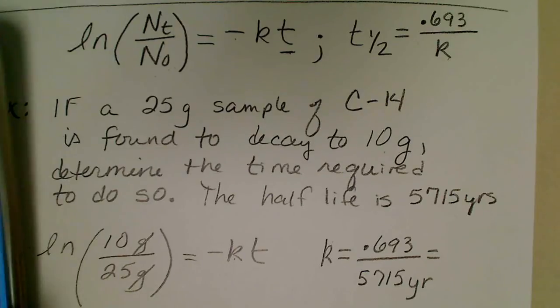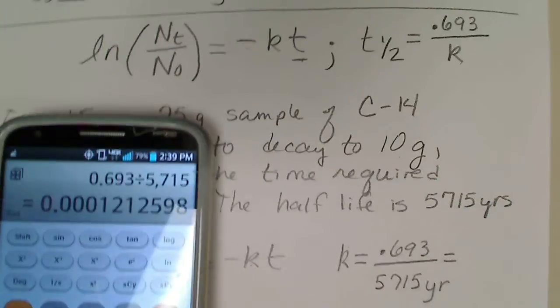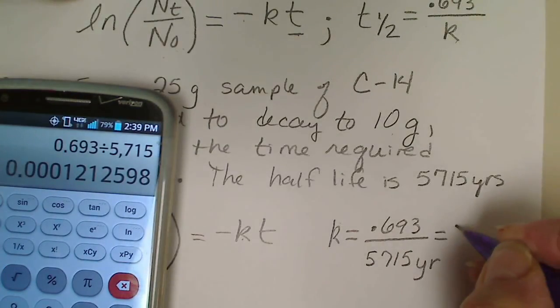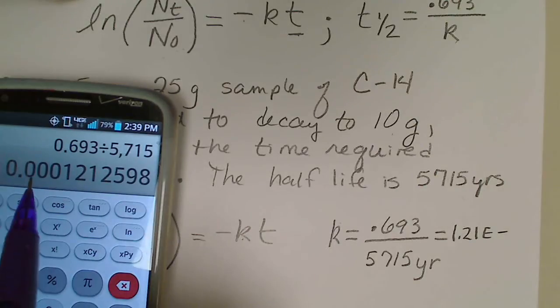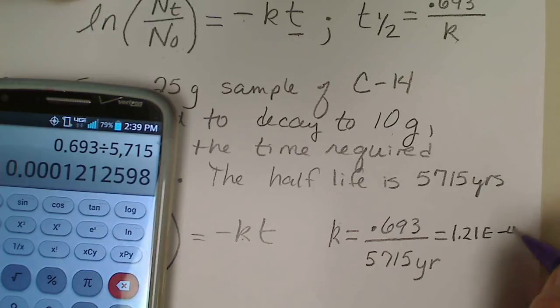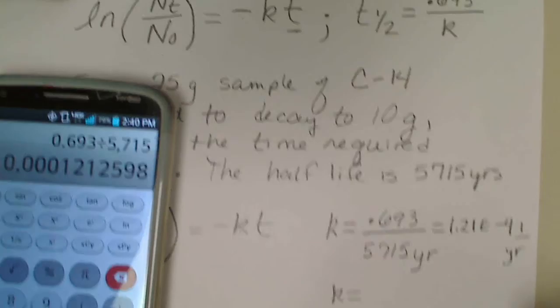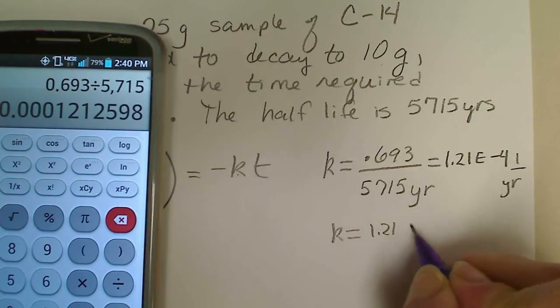So if we take 0.693, divide that by 5715, we get this small number. So I'm going to write 1.21 times 10 to the negative 4. And the units for this would be 1 over a year. The rate constant is equal to 1.21 times 10 to the negative 4.